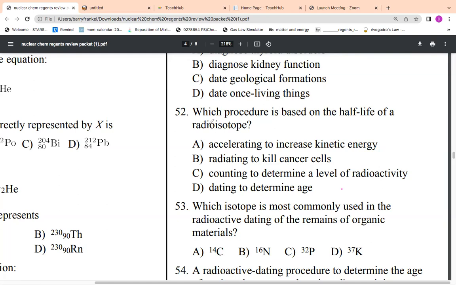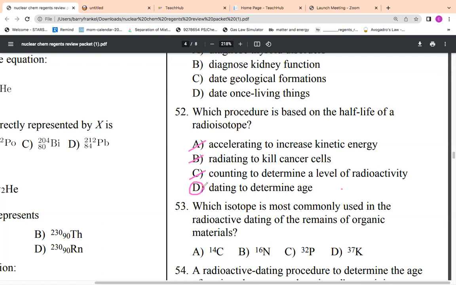Another question about radioisotopes. Which procedure is based on the half-life of a radioisotope? It's not A. B is cobalt-60, what we spoke about before. Counting to determine level of radioactivity, no. Dating to determine age is something that we would need to know the half-life for.